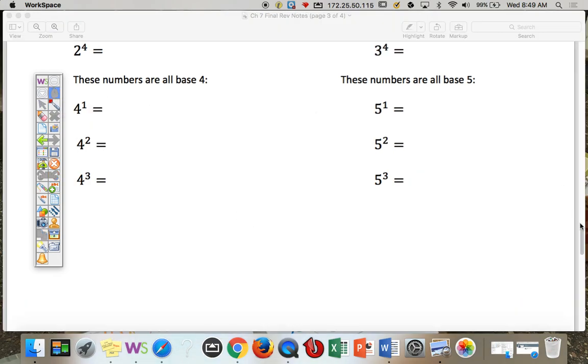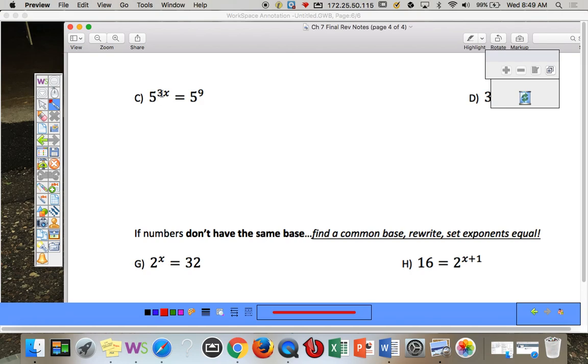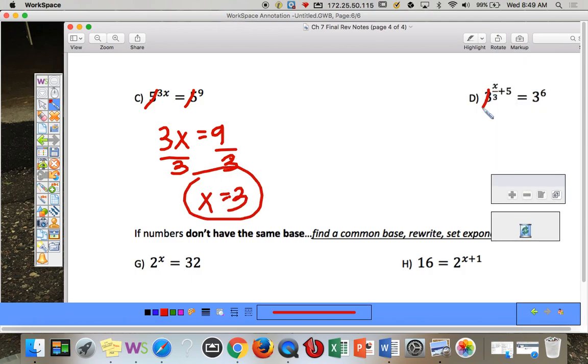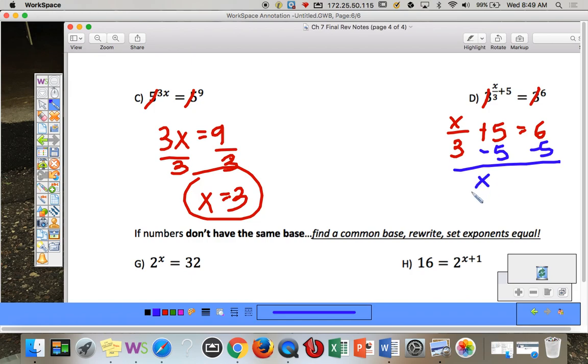Okay, so let's practice finding a common base. If they have a common base, you just set them equal. So we have 3, cross off this, 3x equals 9. Divide by 3. So here x equals 3. Same thing here, the 3's are common base. So we have x divided by 3 plus 5 equals 6. We're going to subtract 5 from each side. X over 3 equals 1. How do we get rid of divided by 3? We're going to multiply by 3. So here x equals 3.